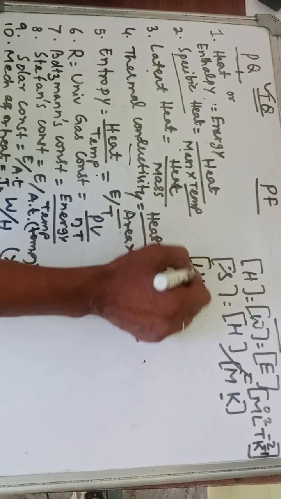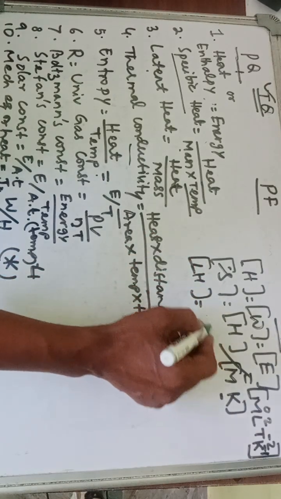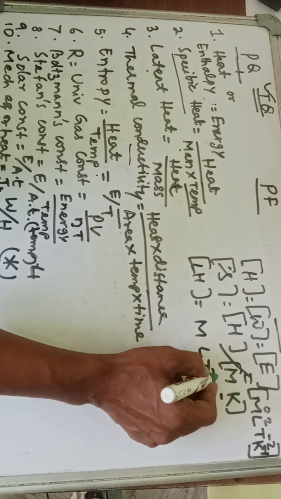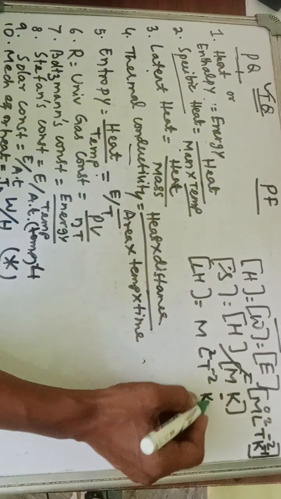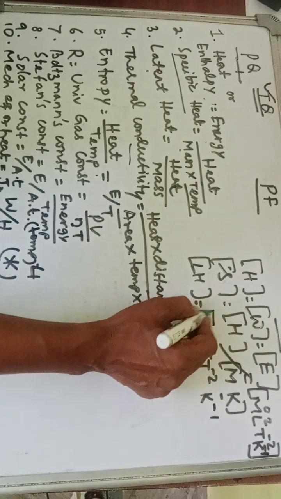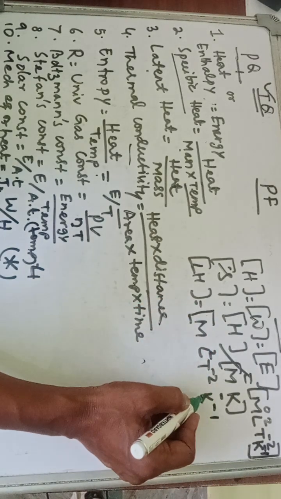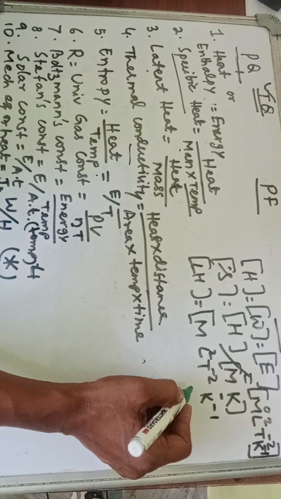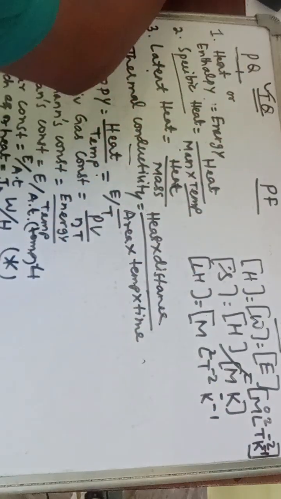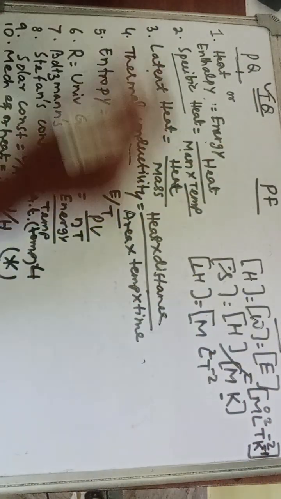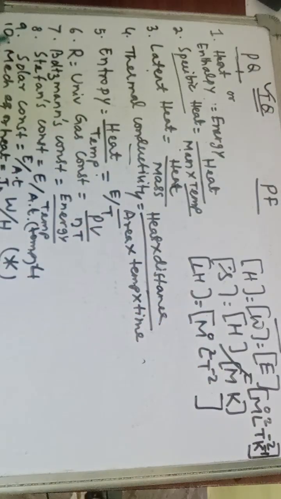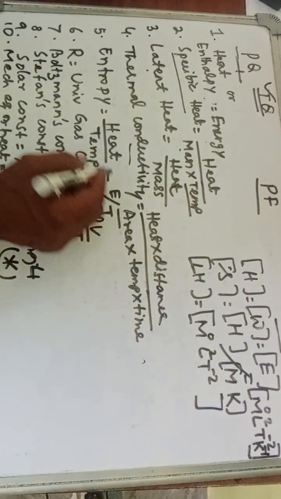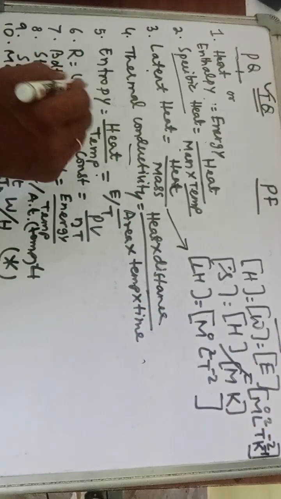Latent heat dimension will be again heat by mass, then it will become M⁰L²T⁻². This is for latent heat.